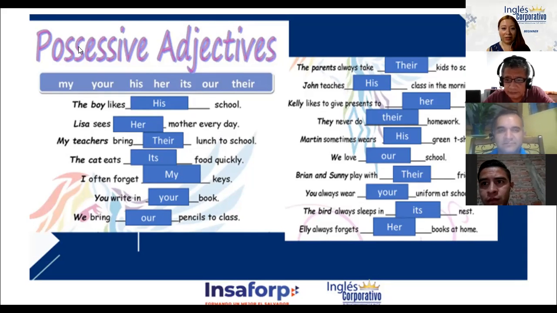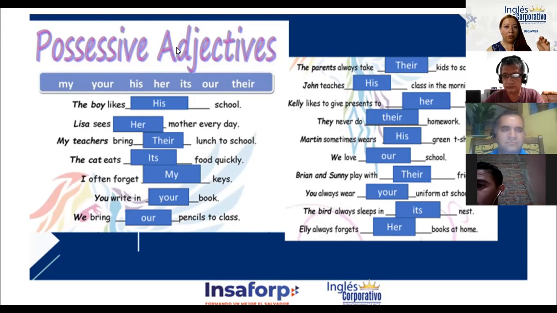Exactly. Thank you, Mr. Guerrero. Cuando nos referimos específicamente a las posesiones de alguien, right? For example, the boy likes his school, right? Al niño le gusta su escuela. The boy likes his school. So, let's review. Vamos a leer estas oraciones. Volunteers. Do we have volunteers? Una oración por cada persona que levante la mano.